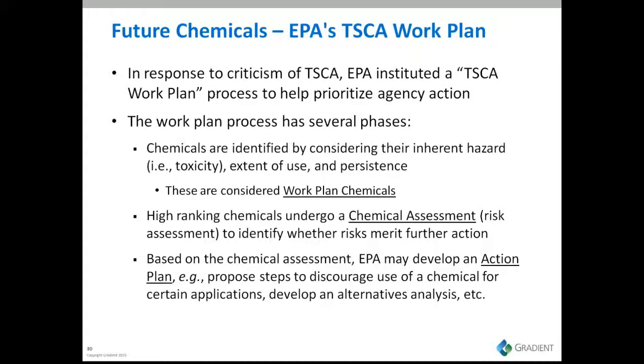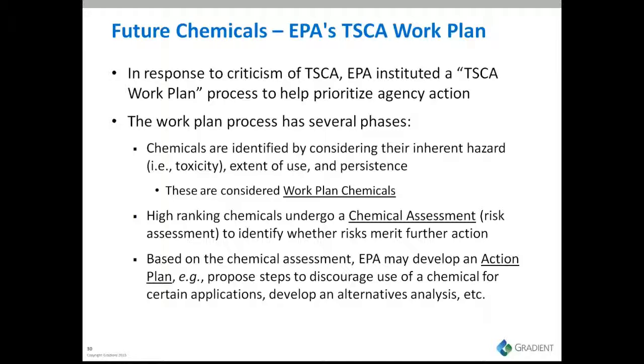So my last topic relates to EPA's TSCA work plan. Again, I think this focuses on chemicals that are becoming significant in the future. In response to criticism of TSCA, EPA's toxic chemicals regulation, EPA implemented this work plan process to help prioritize agency action. There were basically several phases to this process. Chemicals were identified based upon their inherent hazard, the extent of their use, and their persistence, and those are known as work plan chemicals. And then all of those work plan chemicals undergo chemical assessment, which is a risk assessment, to determine whether further action would be appropriate.